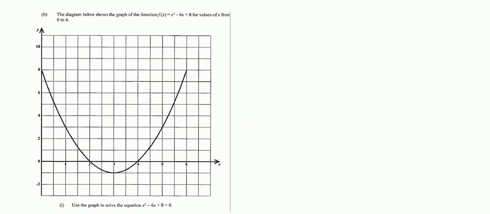Next part of the question. We have a quadratic graph that is drawn for us. The function f of x, they tell us, is x squared minus 6x plus 8. That is what this graph is showing here. They said use the graph to solve the equation, so they want us to solve x squared minus 6x plus 8 is equal to 0.